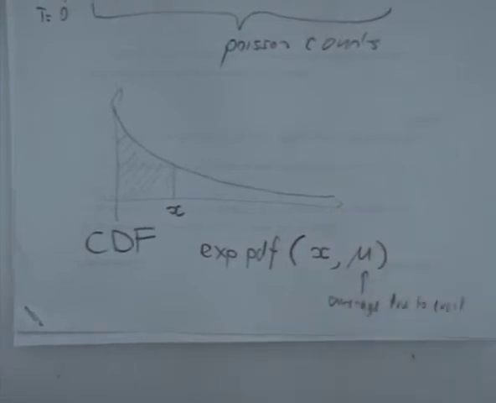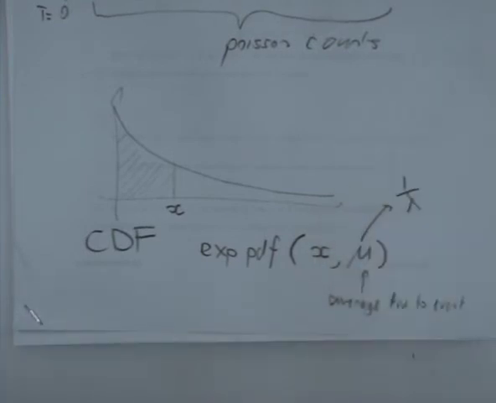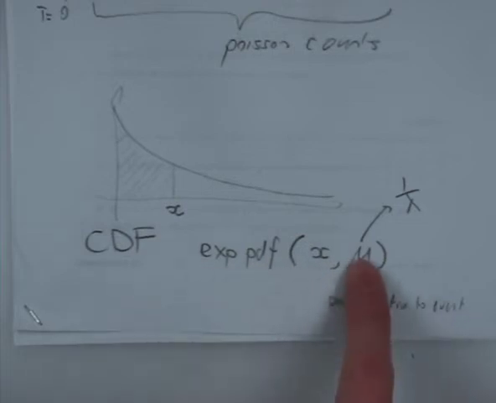But in your notes, this is actually 1 over lambda. So in your thing, it says that the parameter is lambda, but MATLAB needs you to put in 1 over lambda in this spot here. Okay? That's a very important thing to write down somewhere. Okay, and when it says the exponential distribution with lambda, the mean is 1 over lambda.